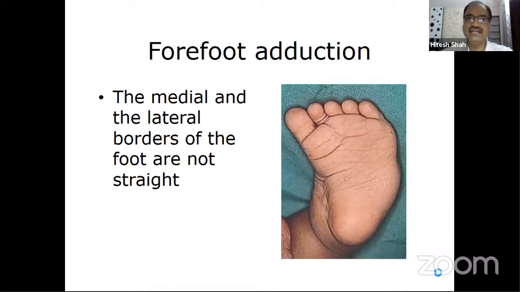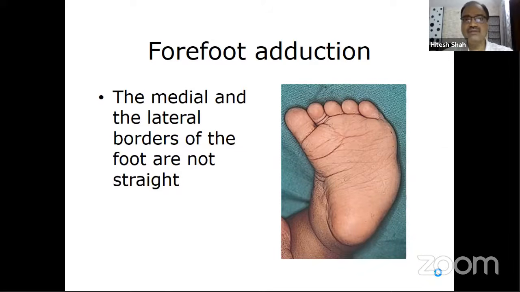The third important aspect is the forefoot adduction. When we look at forefoot adduction, the medial and lateral borders are not the same. The medial side is concave and the lateral side is convex. These are very important deformities of the forefoot. Forefoot adduction and forefoot cavus deformity happen in the mid-tarsal joint, that is the talonavicular joint and the calcaneocuboid joint.